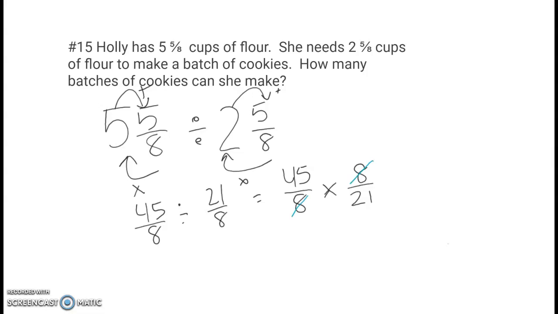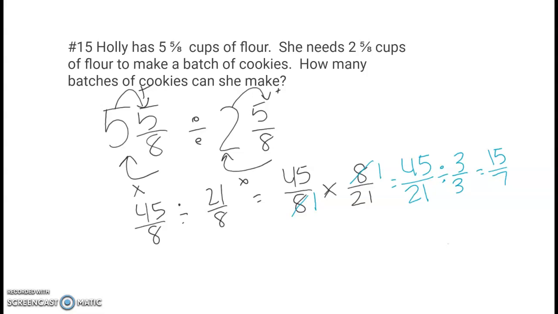8 and 8. 8 divided by 8 is 1. 8 divided by 8 is 1. I would end up with 45 over 21, which actually also has another common factor. I can divide out a 3 out of both of those. And so dividing out a 3, I have 15 over 7.